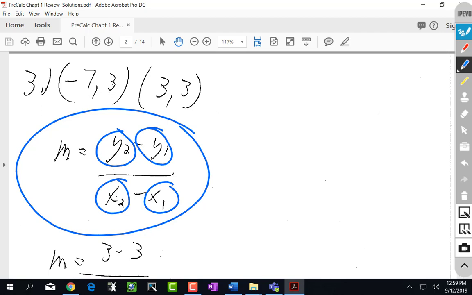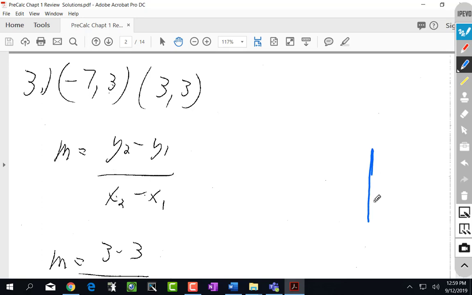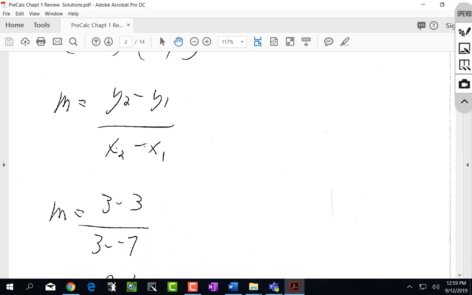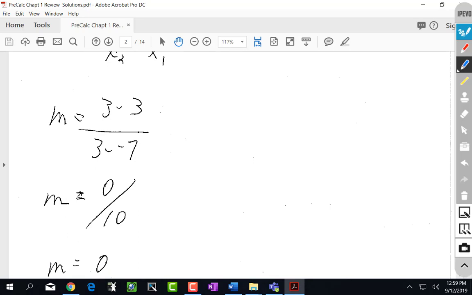So remember, this right here is your first y. This is your second y. This is your first x. And this is your second x. So I'm just going to take these and subtract them, and then simplify it. So I take this, and I got 3 minus 3. So that was my second y minus my first y. And now my second x minus my first x will be a 3 minus a minus 7.